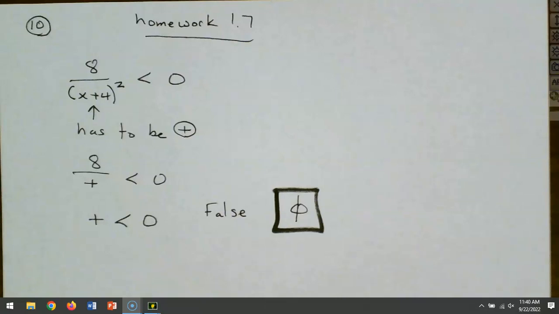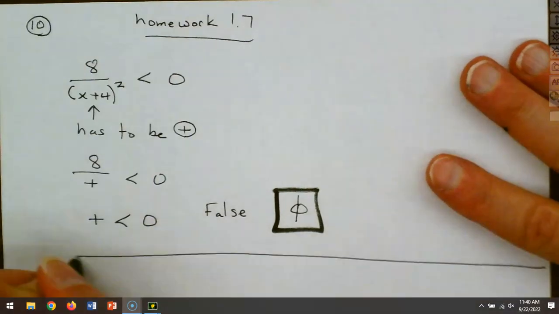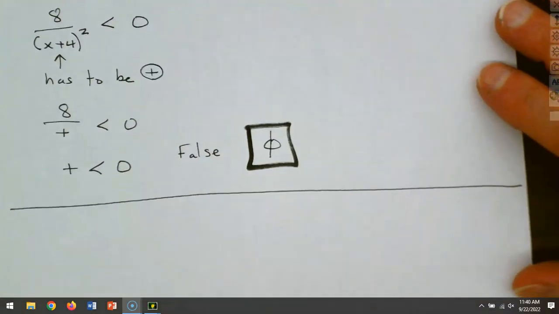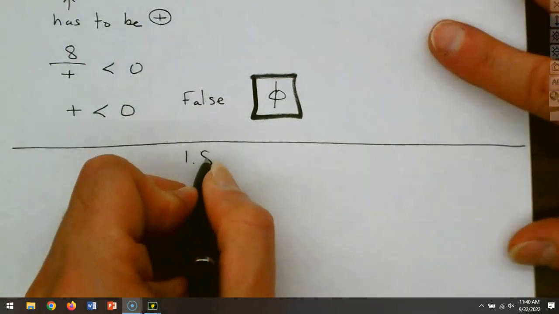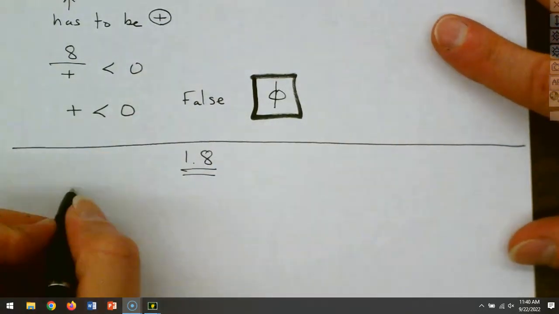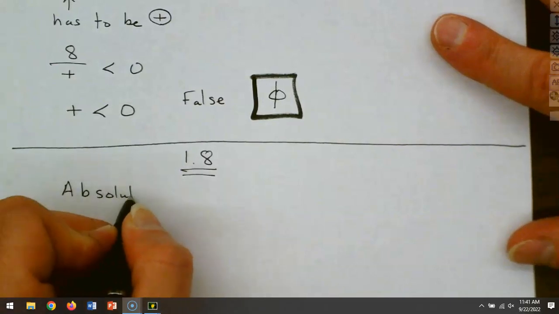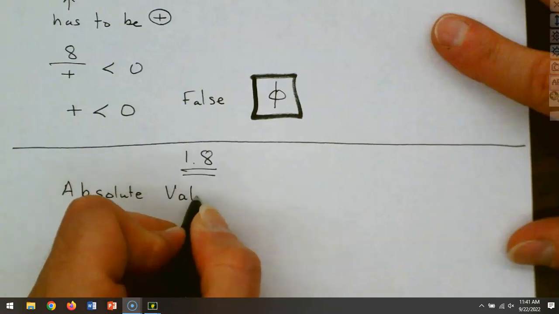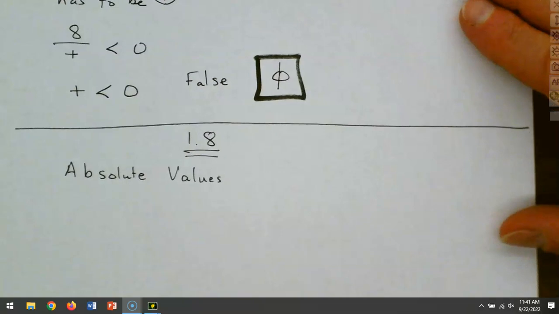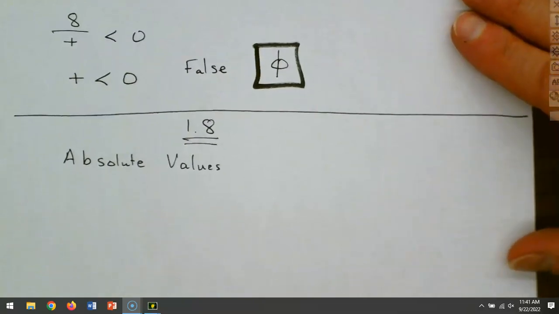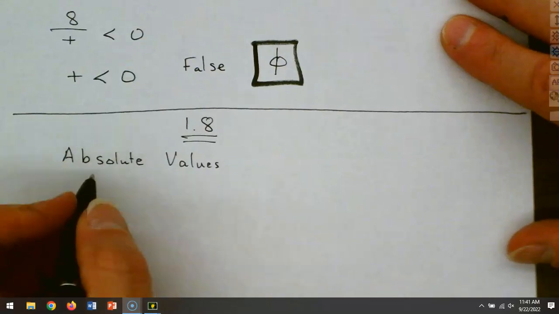So you should now be able to finish 1.7, and we're now going to look at 1.8. And we should be able to get through 1.8 today. There's not a whole lot in it. And 1.8 is absolute values. We have to remember, when we have absolute values, we get two solutions.